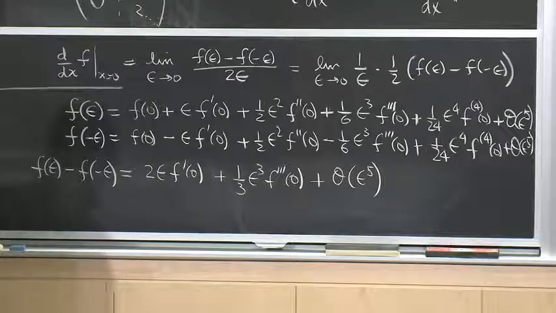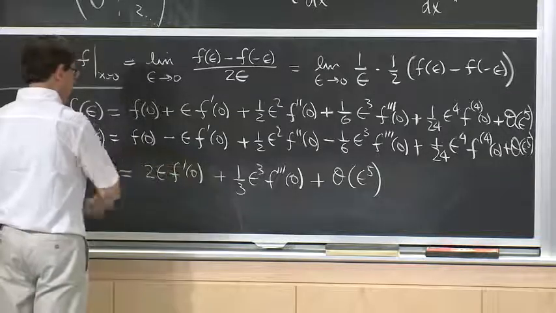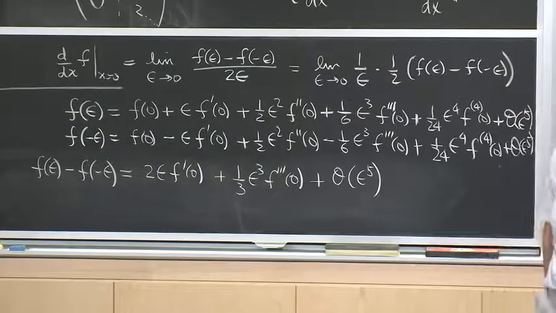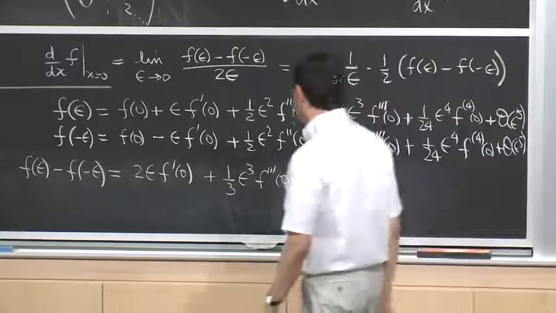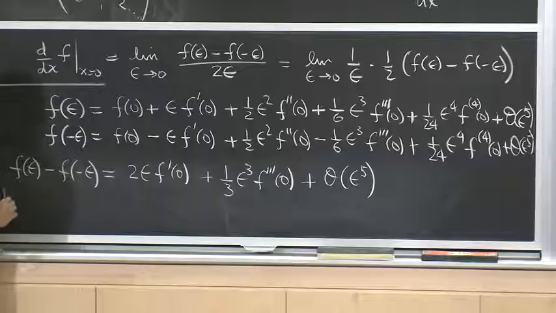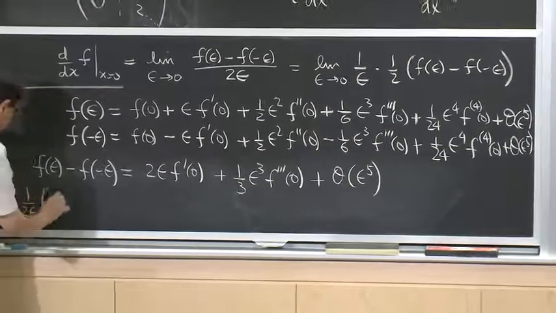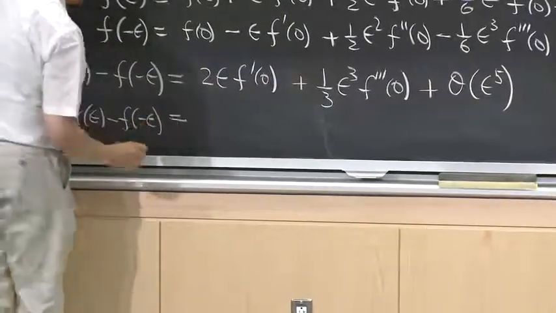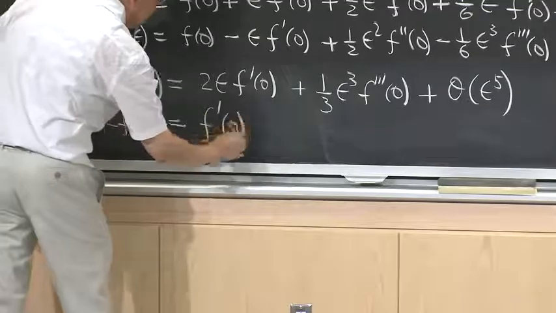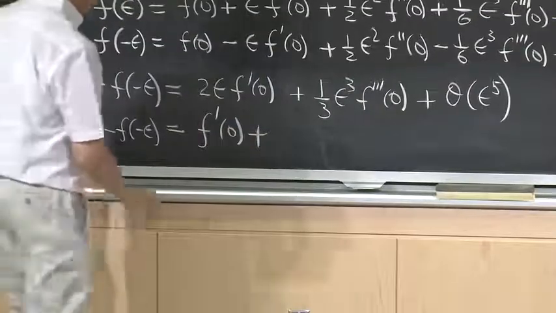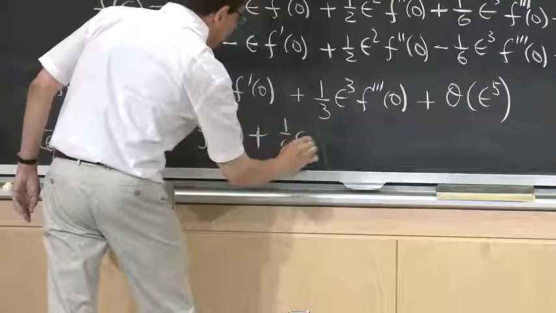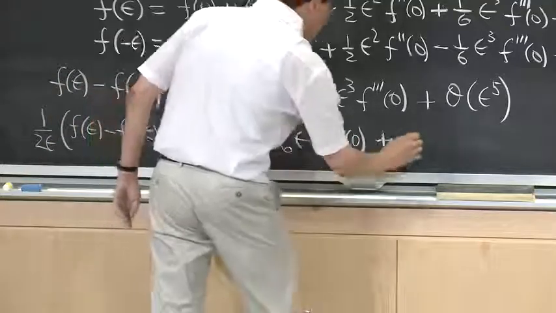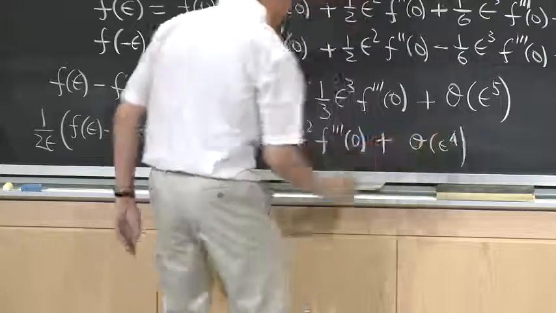So from here, you see that indeed, let's divide by 2 epsilon. 1 over 2 epsilon, f of epsilon minus f of minus epsilon is equal to f prime at 0. We're dividing by 2 epsilon, so you get here plus 1/6 epsilon squared f triple prime of 0 plus order epsilon to the 4th this time.